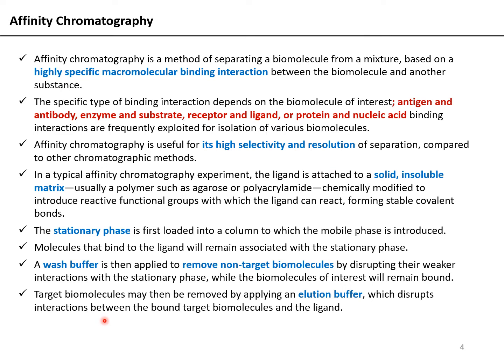The target biomolecules may then be removed by applying an elution buffer, which disrupts the interactions between the bound target biomolecules and the ligand. So your elution buffer will contain certain key components that will help in disrupting the interaction between the bound biomolecule and the ligand. Say for instance, if we are doing an antibody-antigen interaction-based affinity chromatography, where you have your antibody covalently conjugated to the stationary phase and you're looking for the antigen, then for eluting out the antigen, you simply add an excess of antigen to the solution.